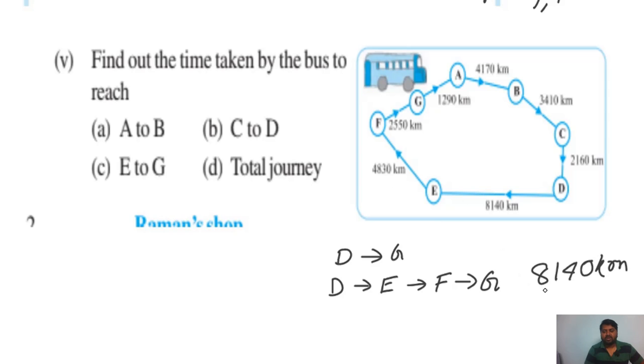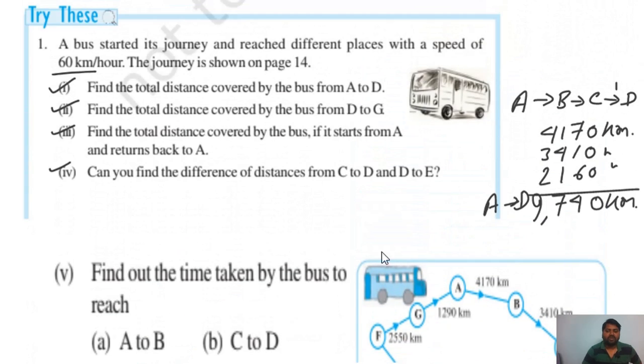Similar basis, 4,830 kilometer. Then we get 2,550 kilometer, and when we add this part we get the D to G form. Try this addition in your workbook.